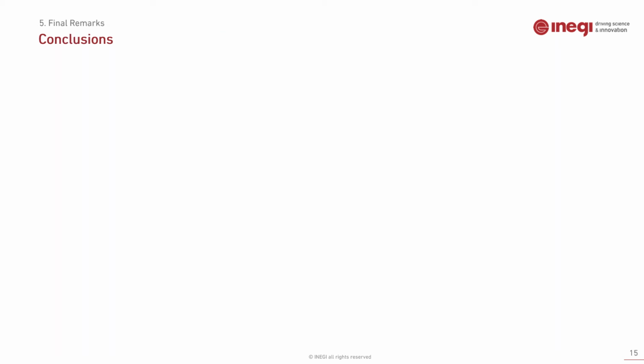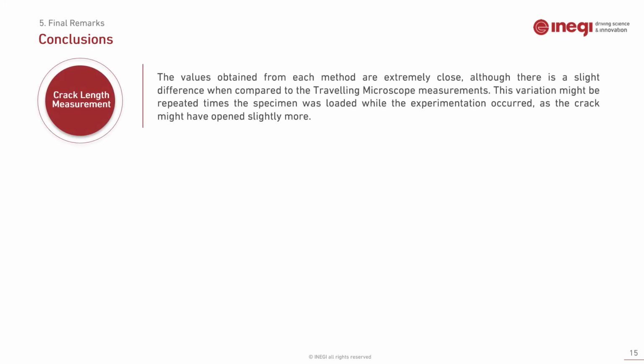Concluding the presentation, it can be stated that, concerning crack length measurement, both methods have been validated, as the values obtained in both methods are extremely close one to another, and also extremely close to the reference with a margin of error of below 5%. As it's been referred, the relatively high error percentage might be due to the expansion of the crack that happened in the time between the traveling microscope tests and the experimental work due to repeating loadings of the specimen.